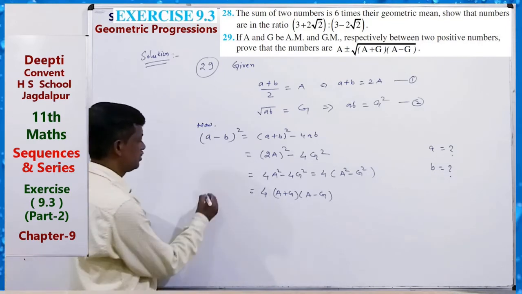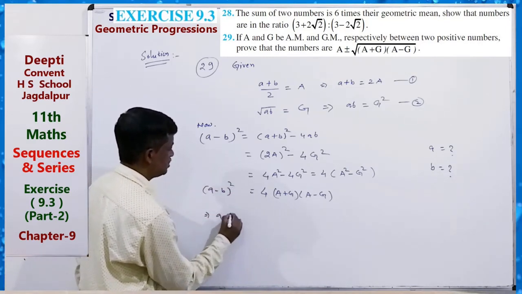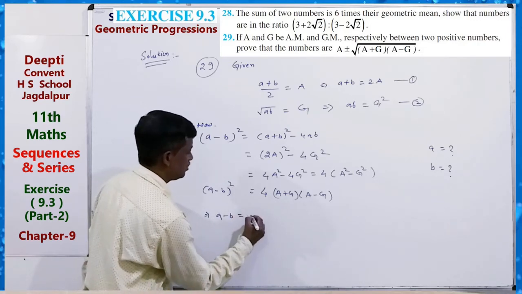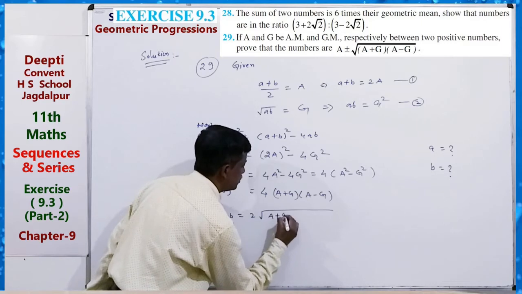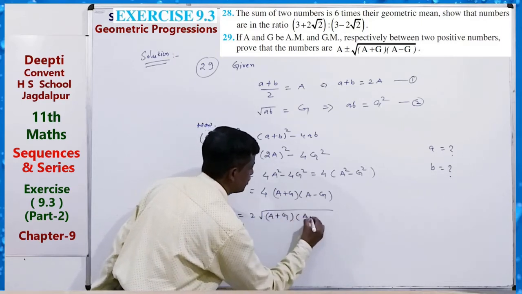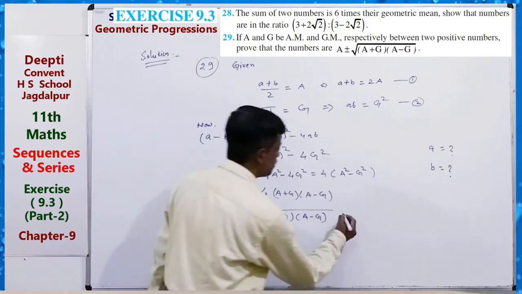Clear? (a minus b) whole square equals to... So a minus b equals to what? 2 root a plus g, a minus g. Clear? So this is equation third.